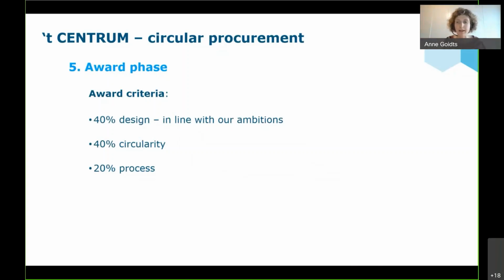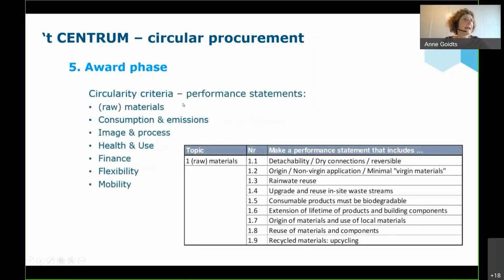How are you going to work together? How are you going to follow up the project? Because we thought that was also very important. And then just to show you on the circularity criteria, we asked performance statements. So for the raw materials, for consumption and emission, for image and process, for health and use, for finance, flexibility and mobility. And here you can see one of those things that's cut out of our document.